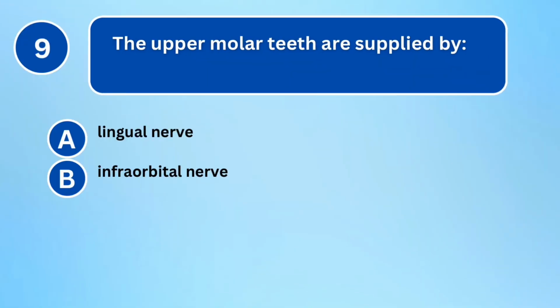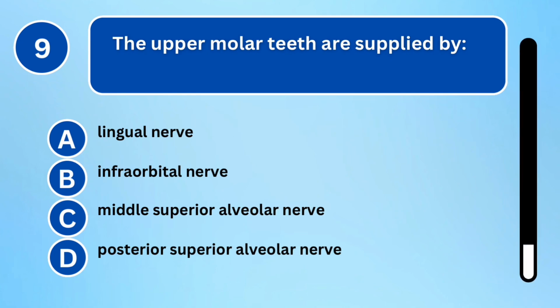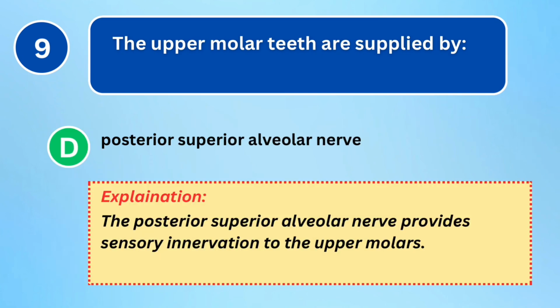The upper molar teeth are supplied by: A. lingual nerve, B. infraorbital nerve, C. middle superior alveolar nerve, D. posterior superior alveolar nerve. Correct answer is D. posterior superior alveolar nerve.